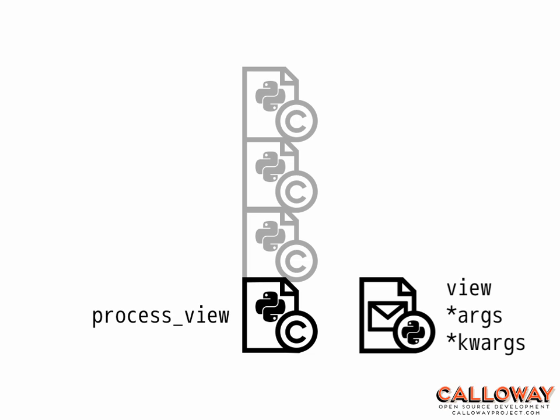Django's own cross-site request forgery middleware uses process view to check if the view has an attribute marking it exempt from checks.